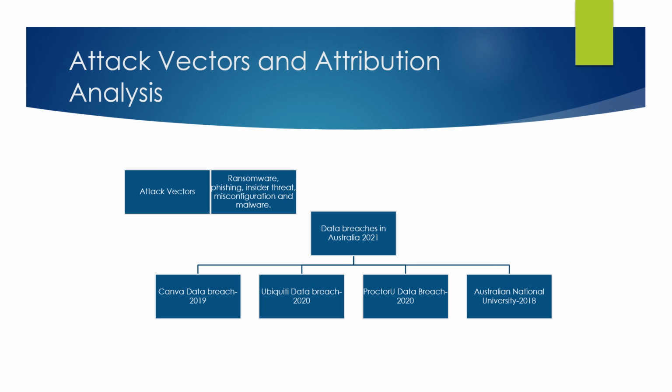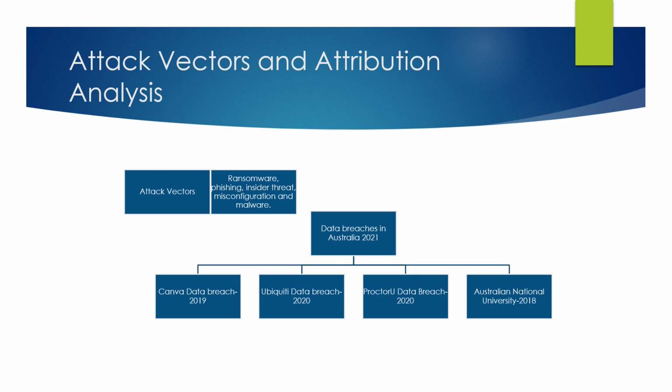Examples of attack vectors: ransomware, phishing, insider threat, misconfiguration, and malware. Some examples of data breaches that occurred in Australia. The Canva data breach. It affected about 137 million users and happened in 2019. The Australian unicorn Canva suffered a monumental data breach impacting 137 million of its users. To put that into perspective, the online design tool currently has about 55 million monthly active users.